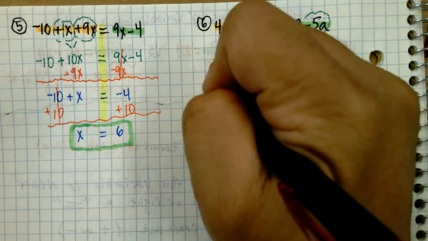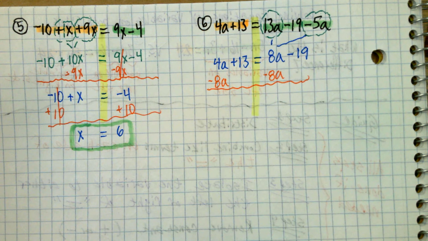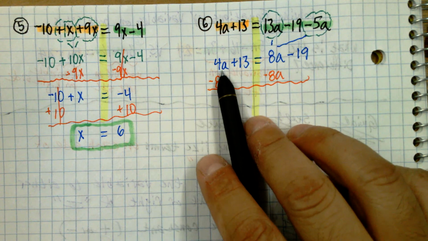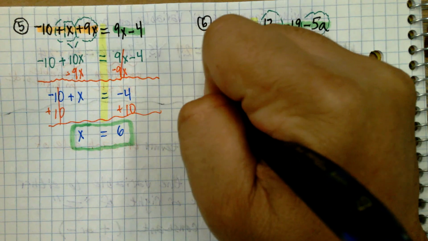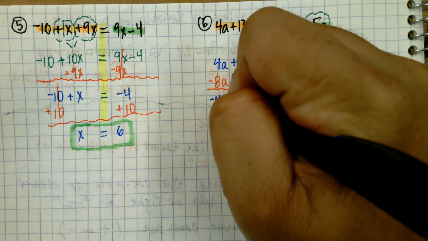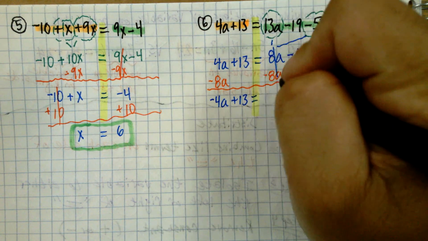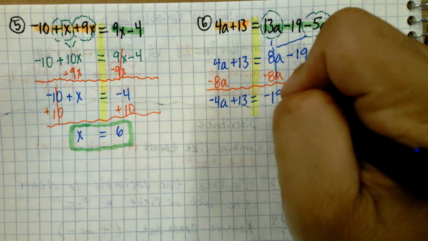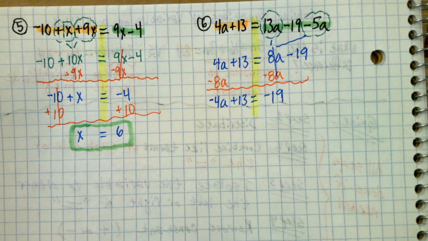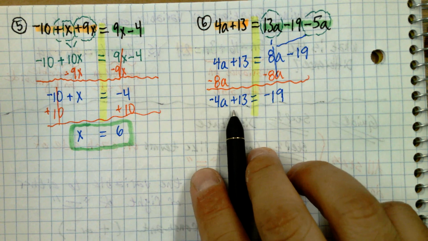Line it up with a 4a. And let's see what we get. We got 4 and negative 8. Negative 4, yes. Negative 4a. Yes, that cancels, so it's negative 19. All right. So we're on our way. So now it's a two-step equation. We'll get rid of the plus 13.